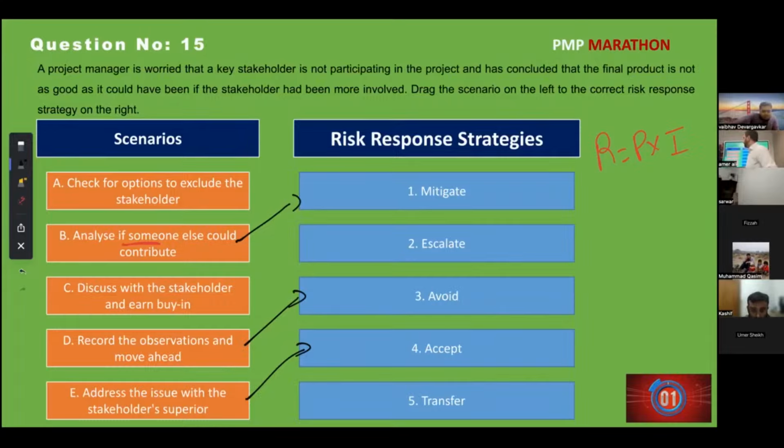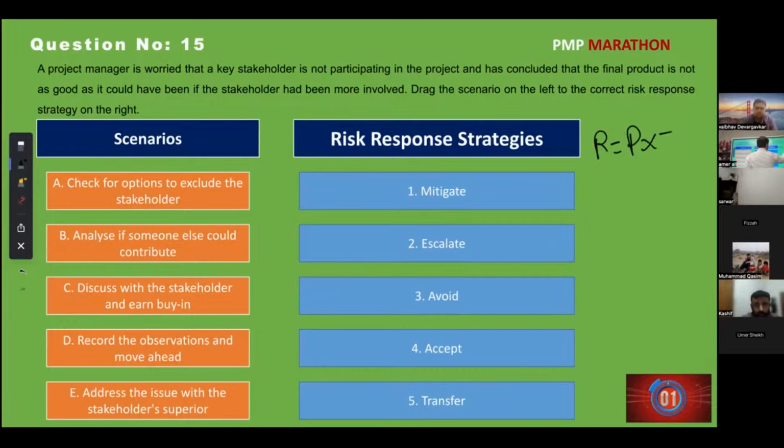Okay. First of all, some of these are wrong. Okay, let's start with that. What is avoiding of the risk? Completely ignoring it. No! Keeping the risk. Avoid means making the probability or impact zero. Right. Okay. The probability or impact zero.